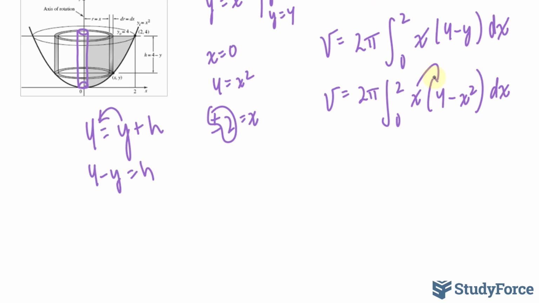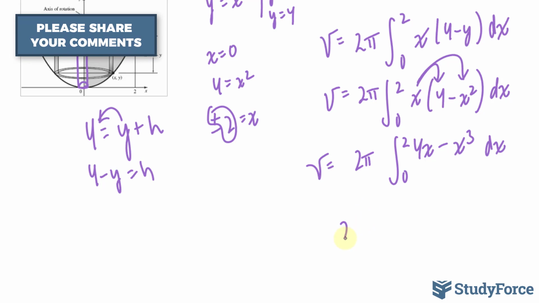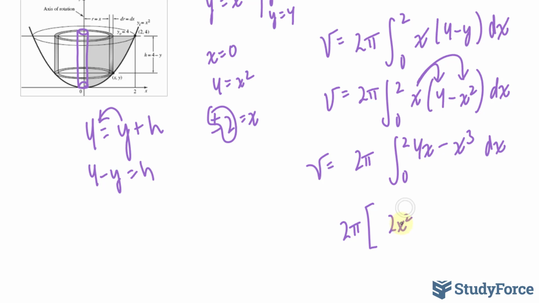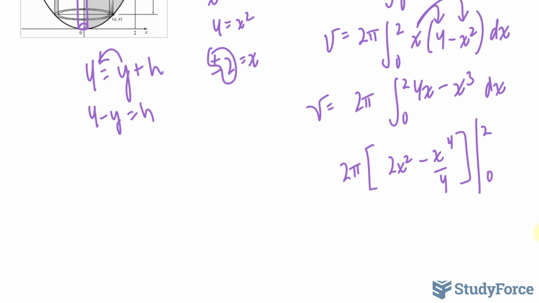Now I can integrate by first expanding 4x minus x to the power of 3 between 2 and 0. Let's integrate this. You should end up with 2 pi square bracket 2x squared. The antiderivative of that is this, minus x to the power of 4 over 4. And now we will find out what this is at 2 and 0. Let's go ahead and do that.